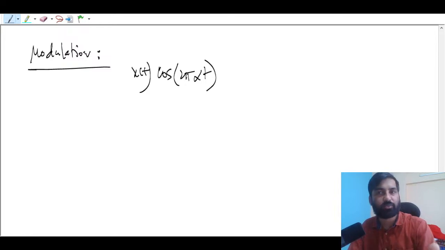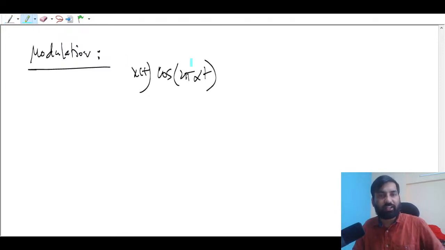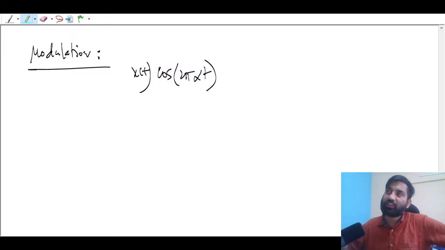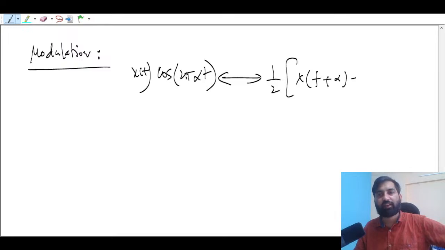So x(t) is a time domain signal multiplied with the cosine. If you are multiplying cosine with x(t), here you can use the multiplication property. Multiplication in one domain corresponds to convolution in another domain. So it has the Fourier transform of this kind: 1/2 [X(f + alpha) + X(f - alpha)].